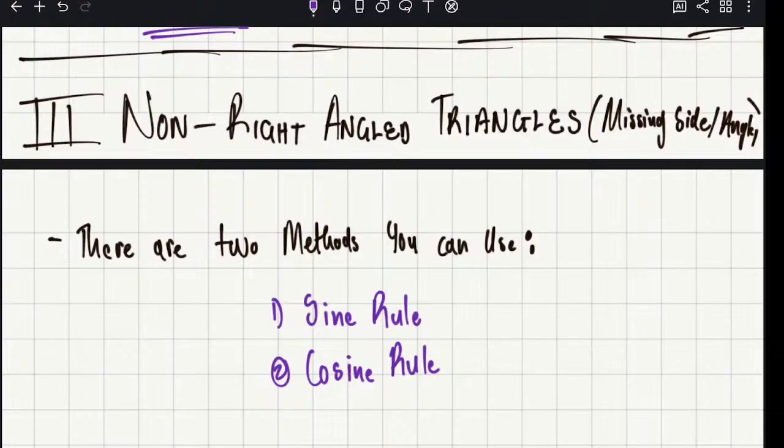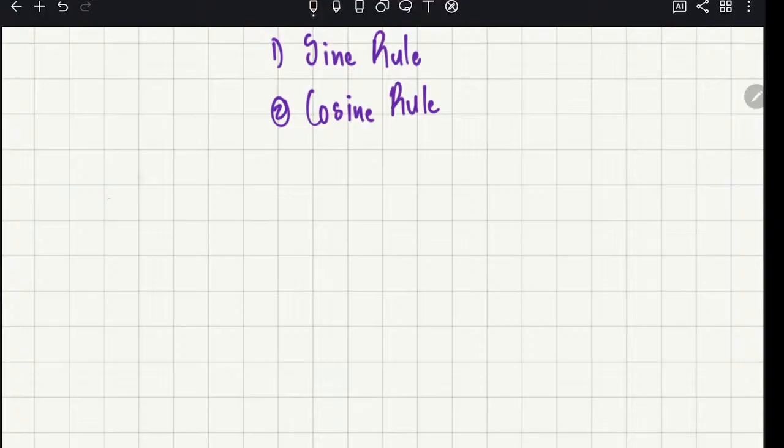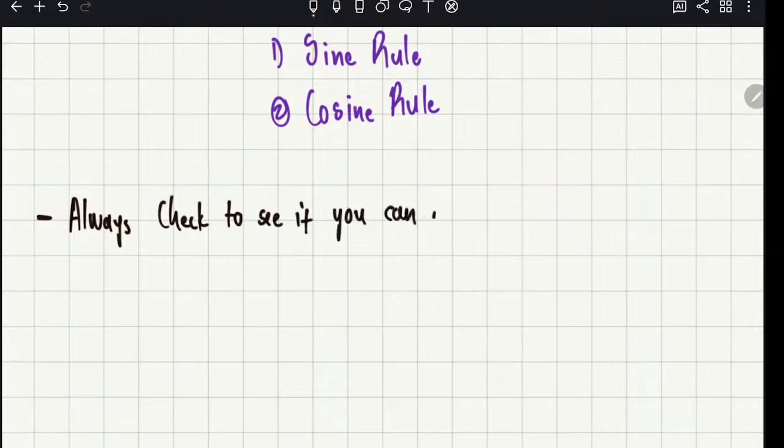Right. Let's see what you do. You get a triangle, so let me write here: always check to see if you can use the cosine rule first. Always check to see if you can use the cosine rule first.